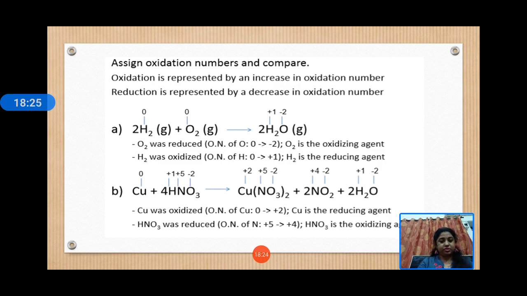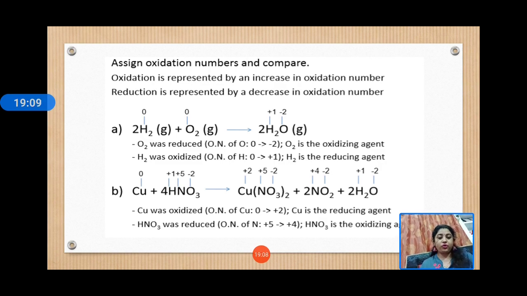O2 was reduced, oxygen is the oxidizing agent. Hydrogen was oxidized, hydrogen is the reducing agent. So you can understand here the moiety which is being reduced will be your oxidizing agent, and the moiety which is being oxidized will be your reducing agent. There are many quick steps for you all to memorize the oxidizing agent and reducing agent. Whichever you find easy, just learn it by heart. Okay, see the next reaction.